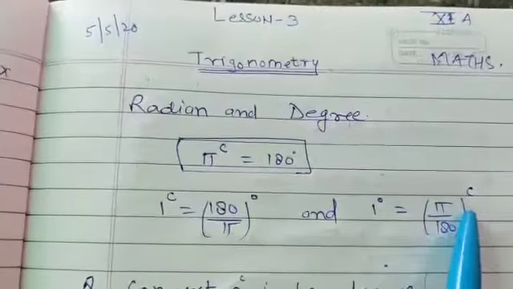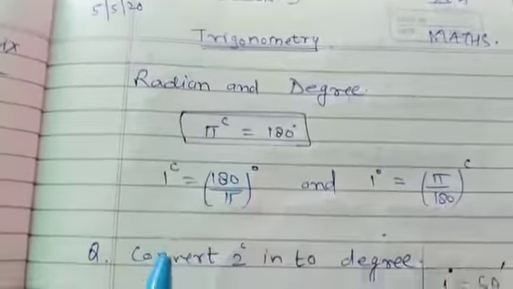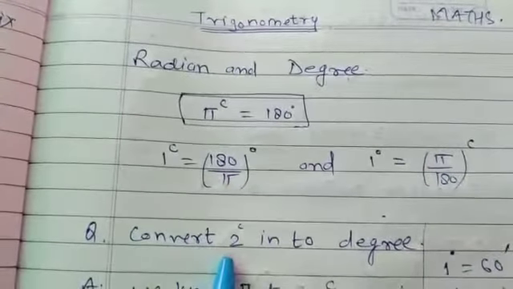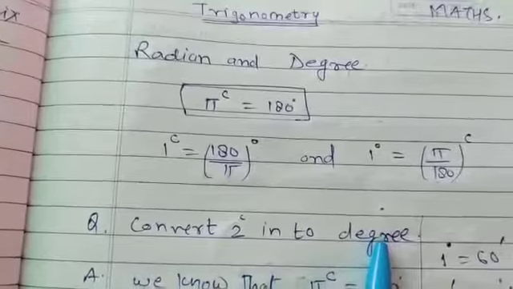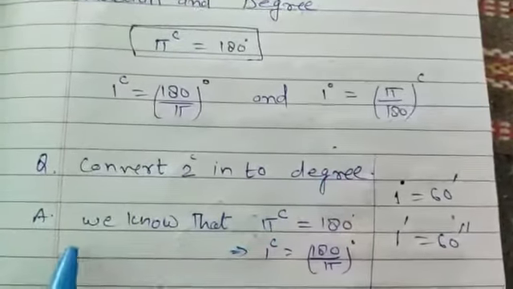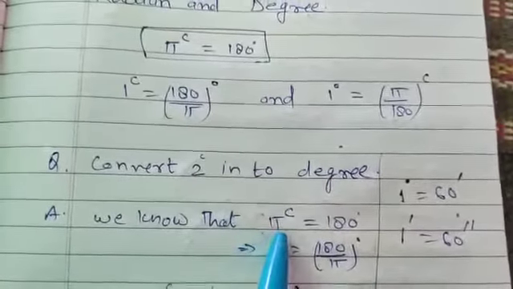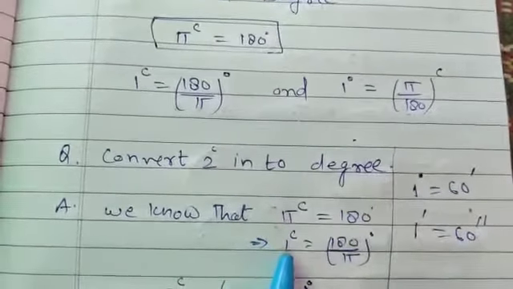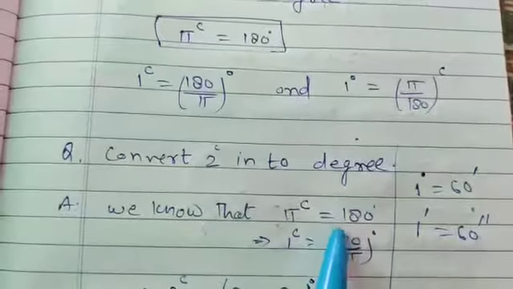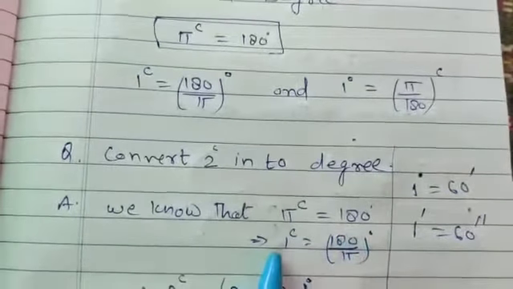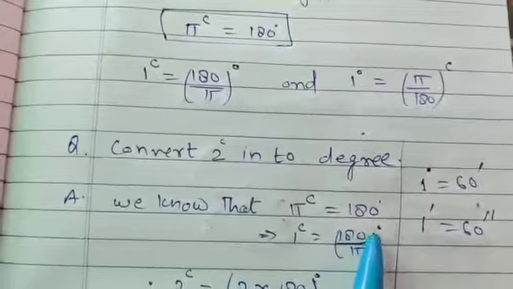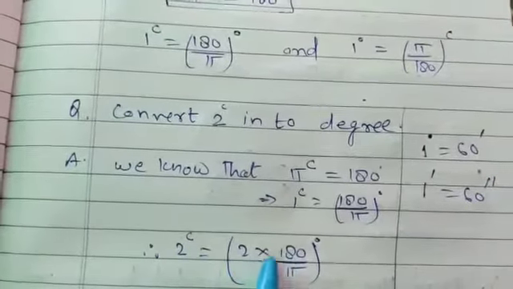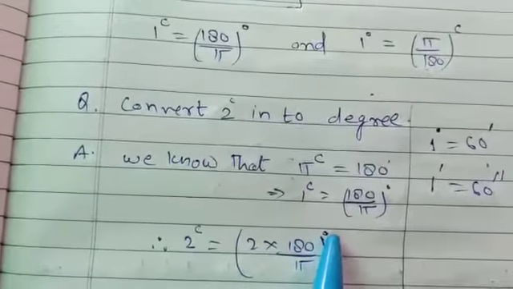Now, some questions based on this topic. Question 1 is, convert 2 radian into degree. So the process is, we know that pi radian is equal to 180 degree. From this relation we conclude that 1 radian is equal to 180 over pi degree. Therefore 2 radian is equal to 2 into 180 over pi degree.